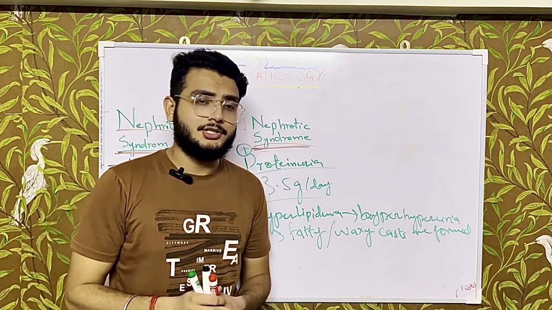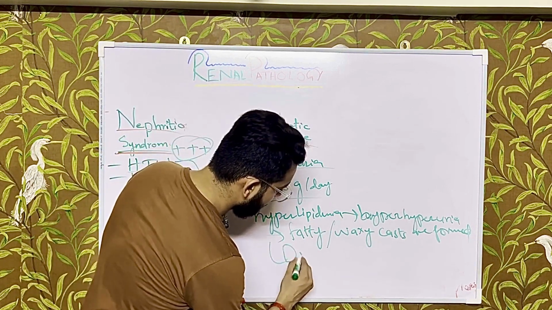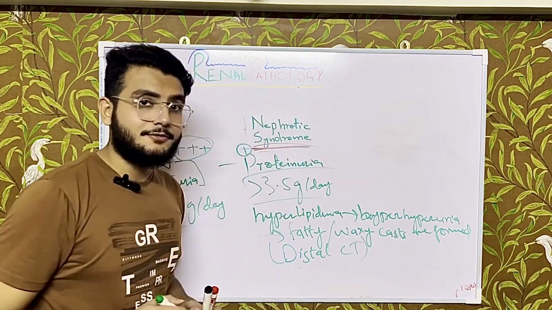Whatever casts are formed in the urine, they are at the level of the distal convoluted tubule. Okay, so they are at the level of the DCT.